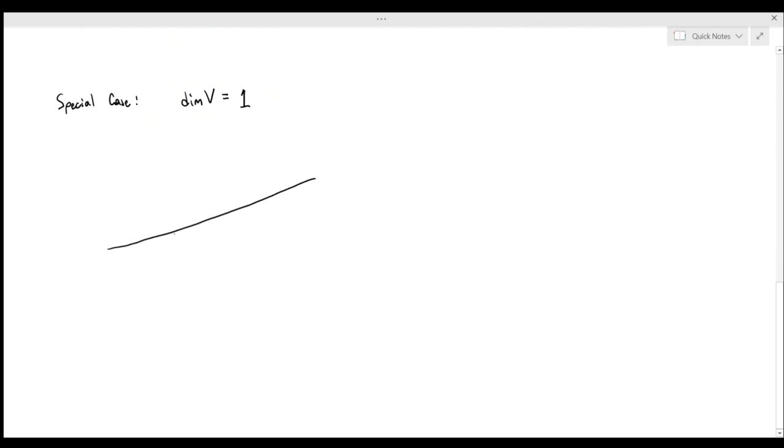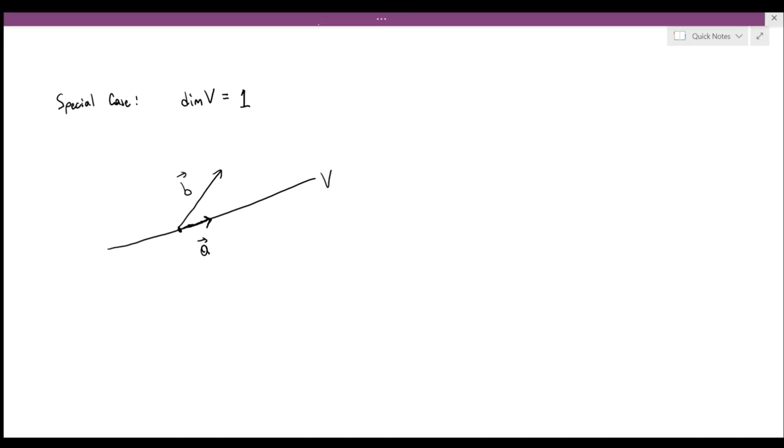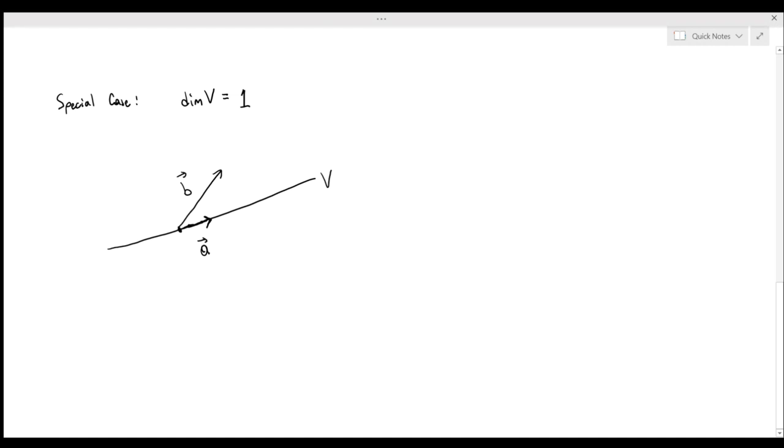So the dimension of V is 1. That just means that V is a line. Okay, so here I've got a line for V. And then let's say here is some vector that lies on that line, which I'm going to call A. And then let's say that this is my vector B, okay? All right, so when we project B onto the space V, this red vector, there you go, would be the projection of B onto V.